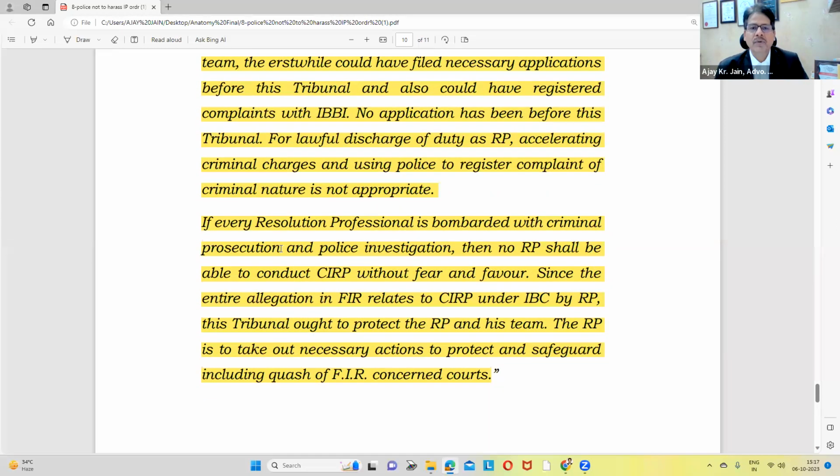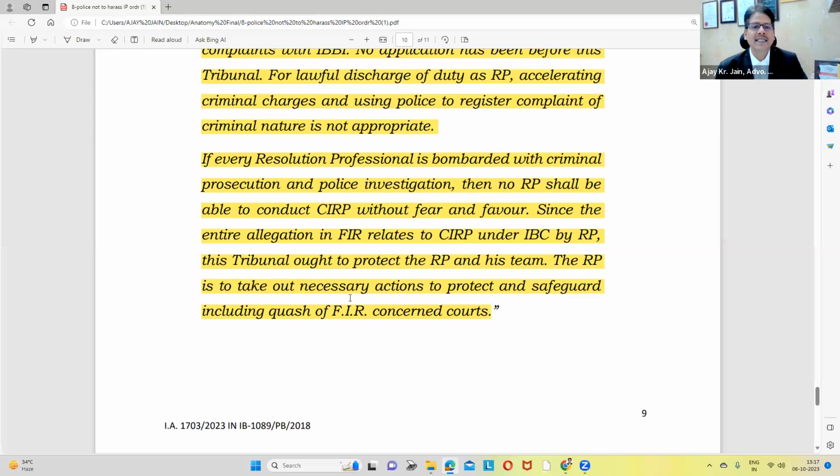If every insolvency professional is bombarded with criminal prosecution and police investigation, then no RP shall be able to conduct CIRP without fear and favor. Since the entire allegations in the FIR relate to CIRP under IBC by the RP, this tribunal ought to protect the RP and his team. The RP is to take necessary action to protect and safeguard, including quashing the FIR.